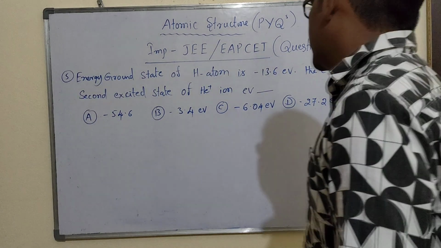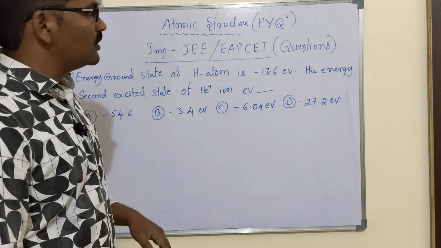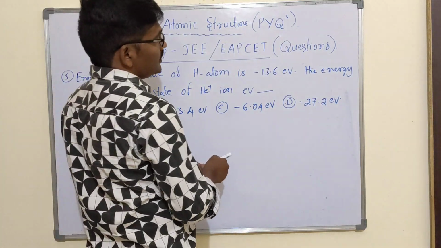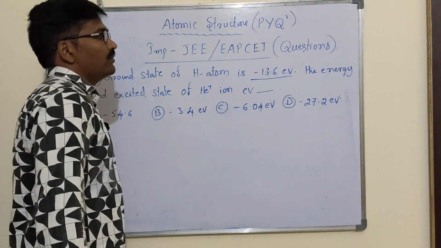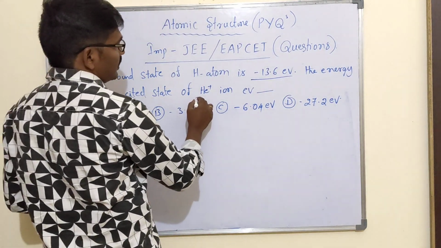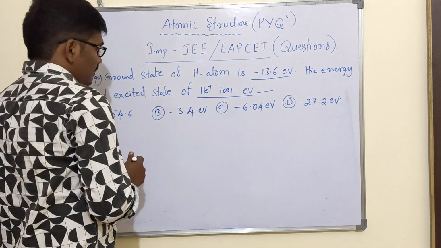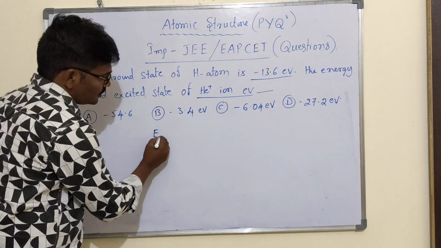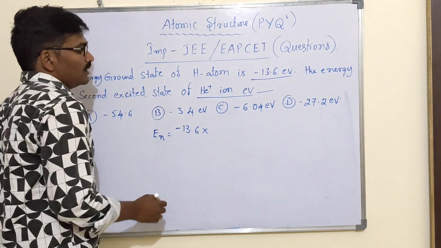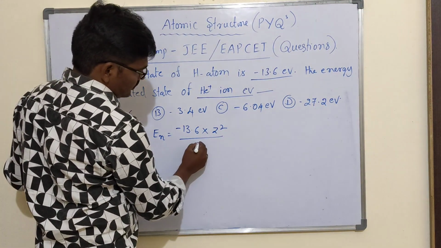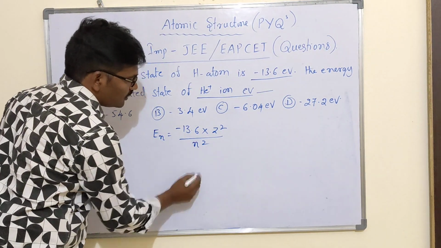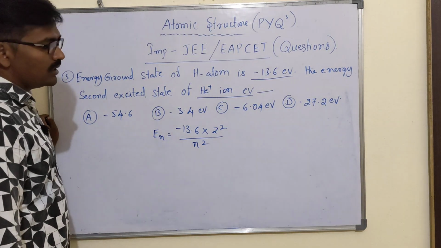Look, my dear students, even here one more previous year JEE Mains question will be there. Energy of ground state of hydrogen atom is minus 13.6 electron volts. Then the energy of the second excited state of helium plus ion in electron volts is the question actually. So the formula to find the energy of the nth orbit: energy of nth orbit of hydrogen atom is equal to minus 13.6 into Z square divided by n square. This is the formula.